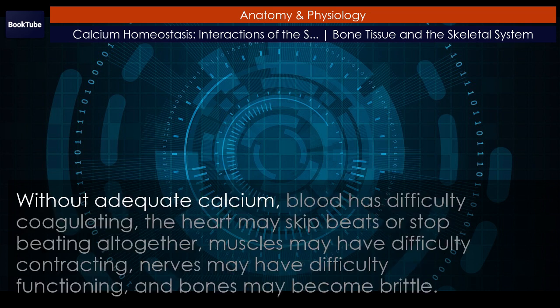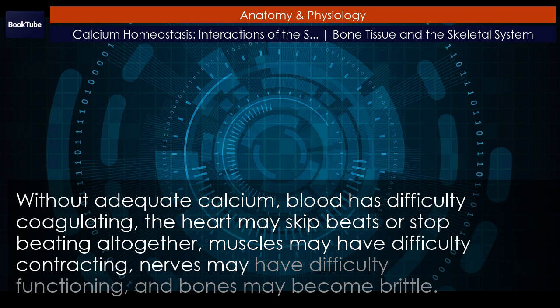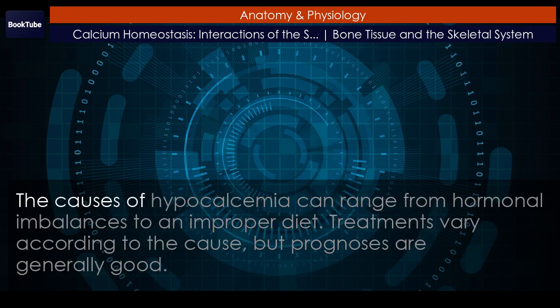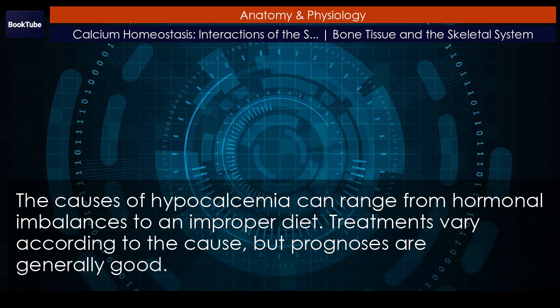Without adequate calcium, blood has difficulty coagulating. The heart may skip beats or stop beating altogether. Muscles may have difficulty contracting. Nerves may have difficulty functioning. And bones may become brittle. The causes of hypocalcemia can range from hormonal imbalances to an improper diet. Treatments vary according to the cause, but prognoses are generally good.